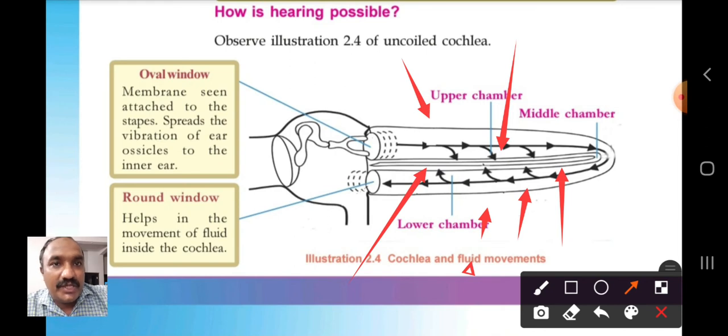Perilymph. Okay, then oval window means, look, a membrane attached to the stapes, which spreads the vibration of the ear ossicle to the inner ear. You can see the stapes in the picture here. That stapes is connected with a membrane, and that membrane is called the oval window. It spreads the vibrations of the ear ossicle to the inner ear. That's all.